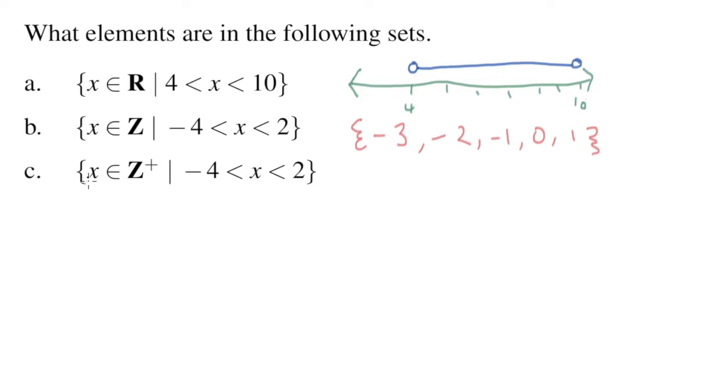Now, C is just the same as B. The only difference is this superscript positive sign. That means we're just restricting to the positive integers, so the integers where x is above 0. So it'll just be the same set as B, except only the positive integers. There's only one positive integer, namely 1. So this set will only have one member in it. It'll be the set containing 1.